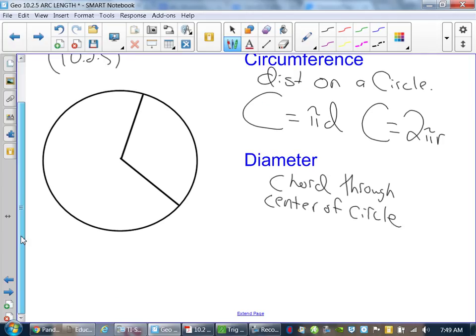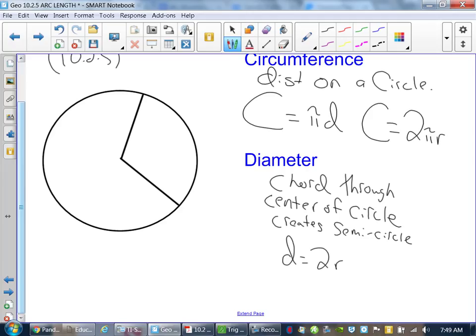Chord through the center of the circle. It creates a semicircle, remember? And the diameter equals twice the radius. So that's where we're at so far.